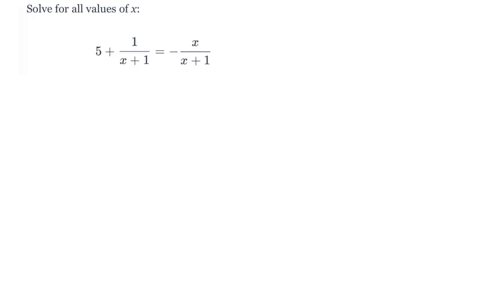This problem is kind of the same as the last one, in the sense that you have a couple fractions with common denominators that you want to cancel out. So we'll just go ahead and set it up like we did before. We're going to multiply each side, the entire side, by our common denominator of x plus 1. So let's go ahead and do that.